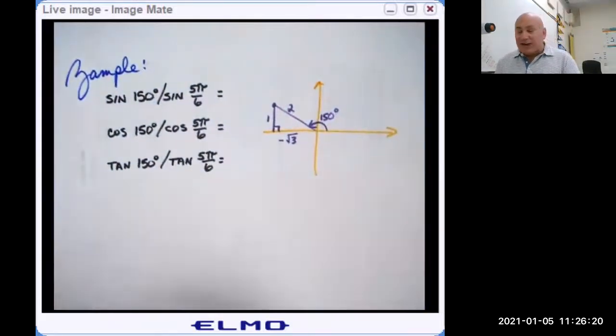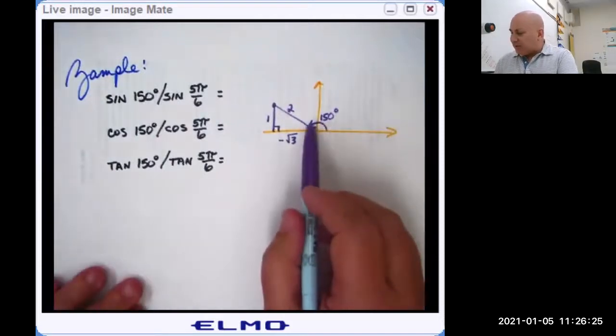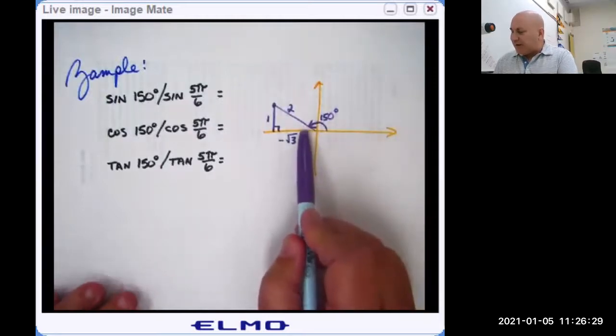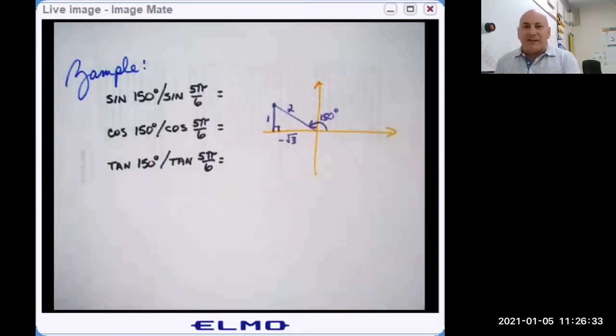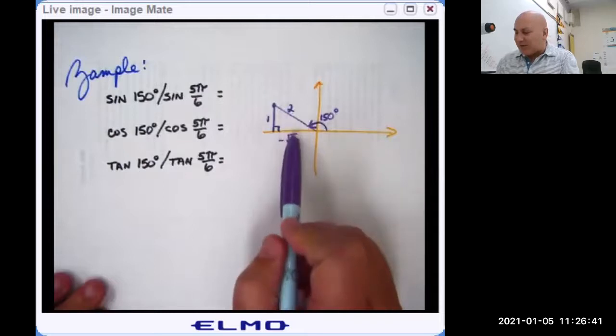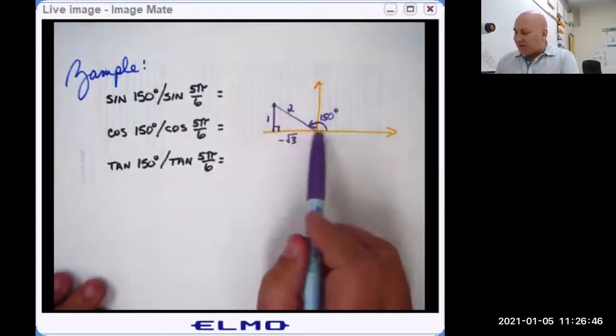I chose a second quadrant angle here. So this is 150 degrees. Well, since it's 150 degrees, we know that this reference angle in here is going to be 30. So it's a 30, 60, 90 right triangle. And I know that if that's 30, the short side is going to be half the hypotenuse. And in the second quadrant, y is positive, x is negative.